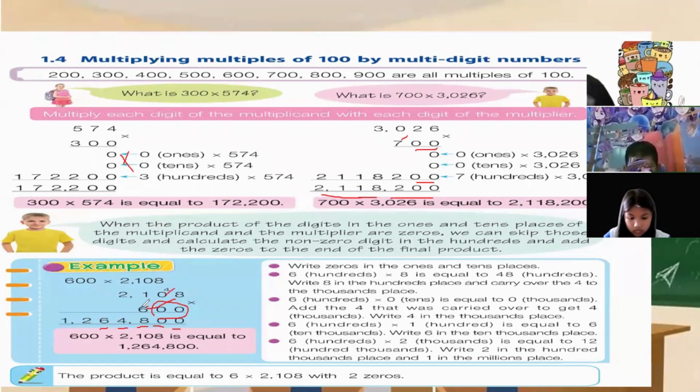Now 6 multiplied by 2 thousands. So that means 12. 6 into 2, that means 12. So 2 we're going to write at the place 100,000. 1 we are going to write at the place million. So we have the product 600 multiplied by 2,108 is equal to 1,264,800. So that's the simple way, the short form of multiplication.